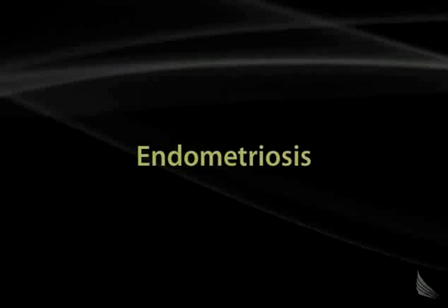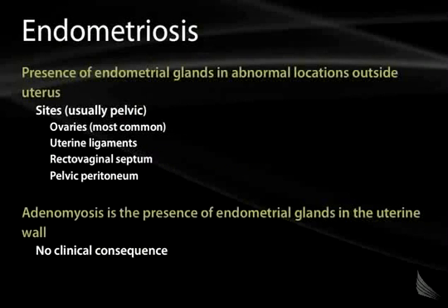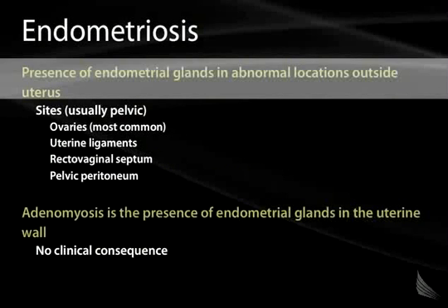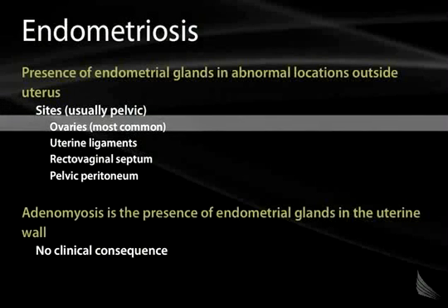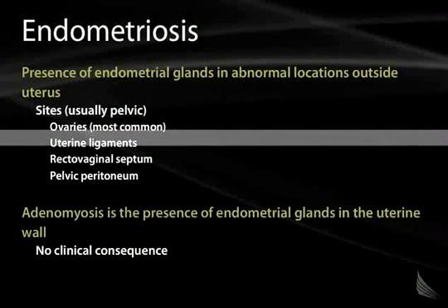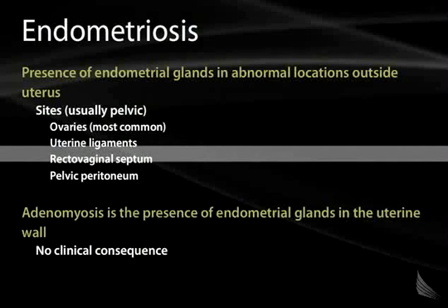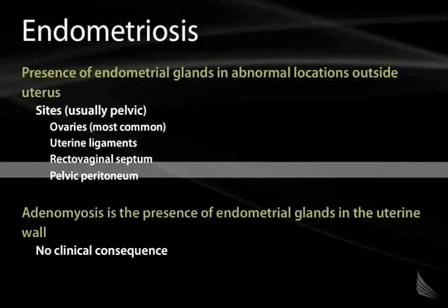Now this brings us to endometriosis. Endometriosis simply refers to the presence of endometrial glands in abnormal locations outside the uterus. Most of these sites are usually going to be pelvic in location. The ovaries are the most common site, but you can also see little islands of endometrium within the uterine ligaments, the rectovaginal septum, and also within the pelvic peritoneum.